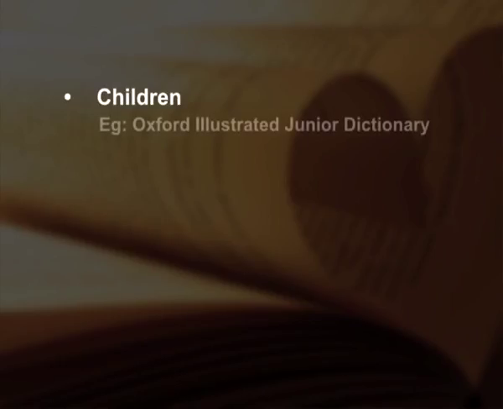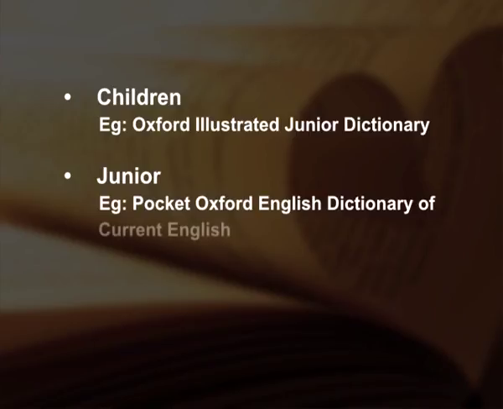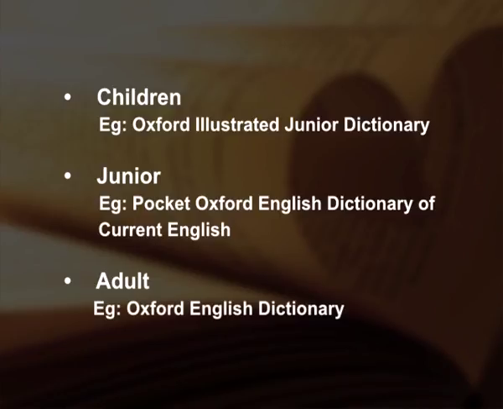Based on user's age, it is divided into three. Children. Example, Oxford Illustrated Junior Dictionary. Junior. Example, Pocket Oxford English Dictionary of Current English. Adult. Example, Oxford English Dictionary. Let us move on to evaluate some important general dictionaries.